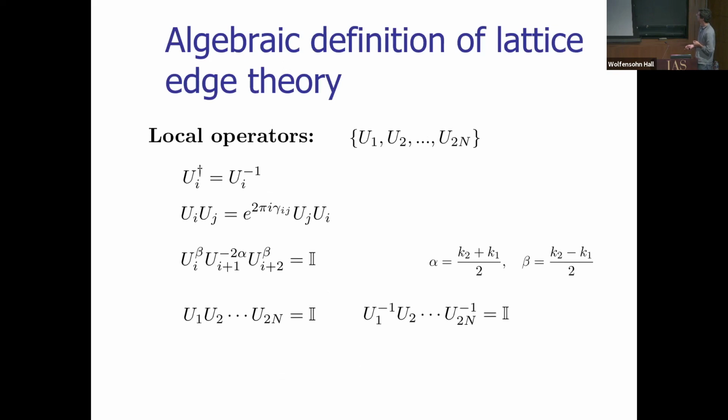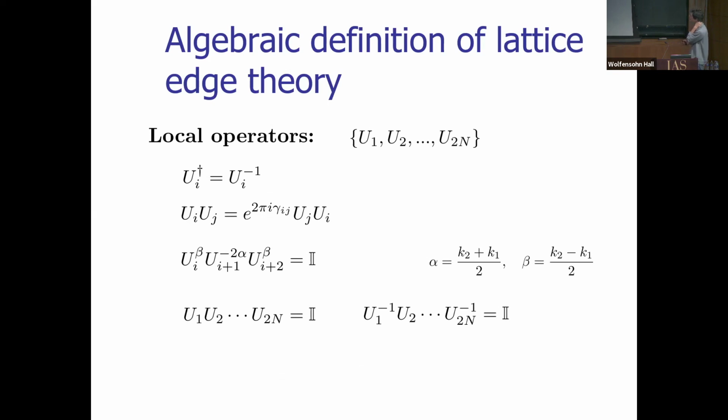So what is the edge theory? The easiest way to describe it is algebraically, just like I described the Laughlin edge theory. So I'll just tell you what the operators are and what their algebra is. It turns out we have 2n basic local operators, one for each impurity.